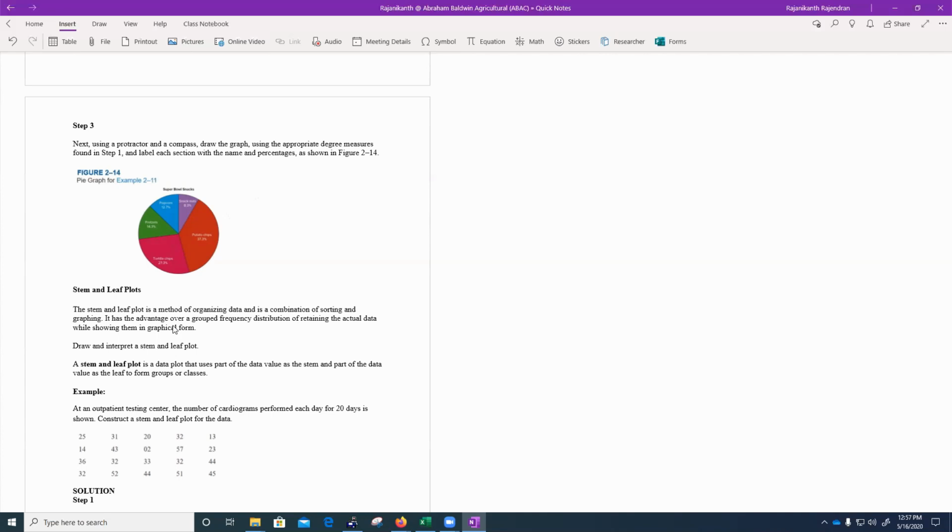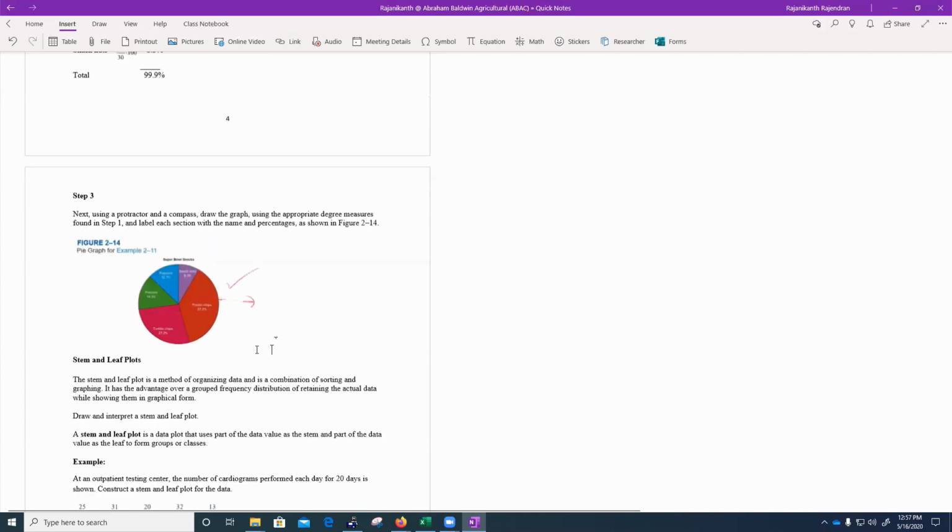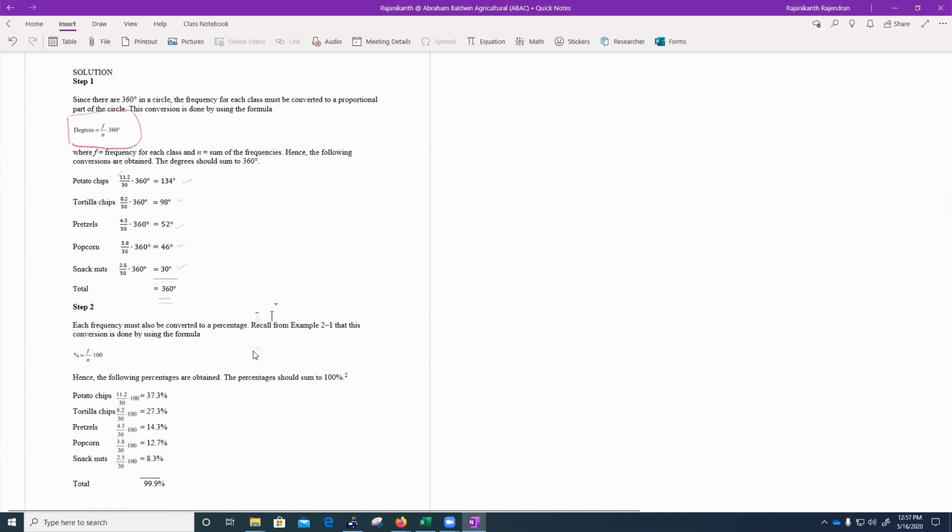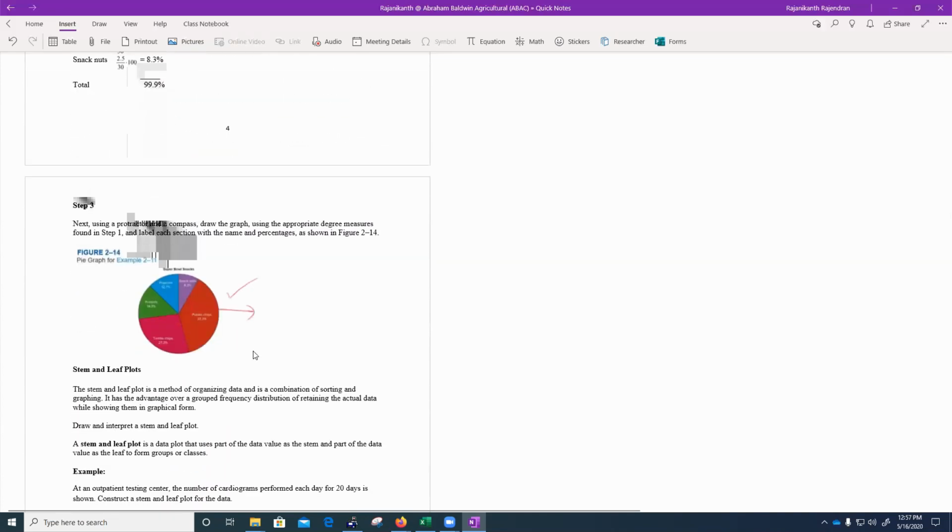Okay. So if you measure this angle, that should be the angle occupied by the first variable. So that is 134 degrees. If you measure this angle, it should be 134 degrees, and so on.